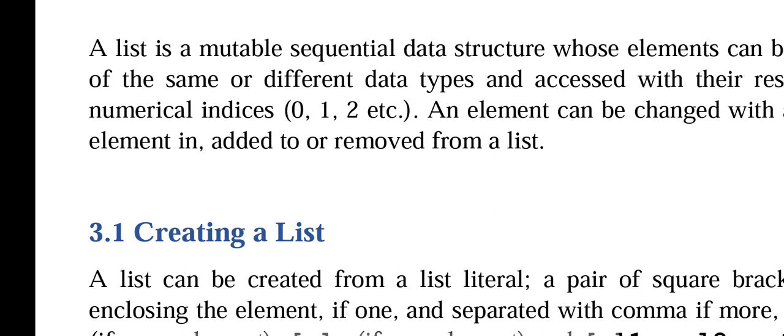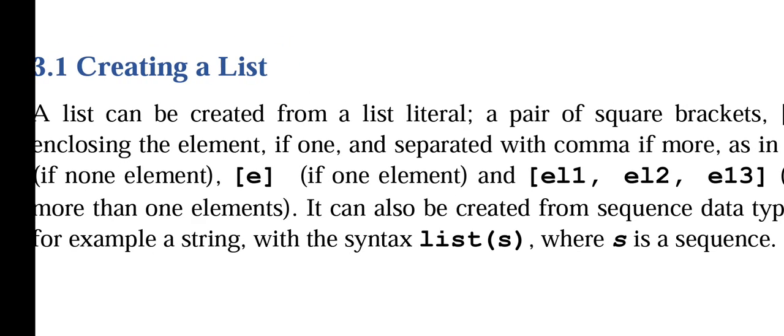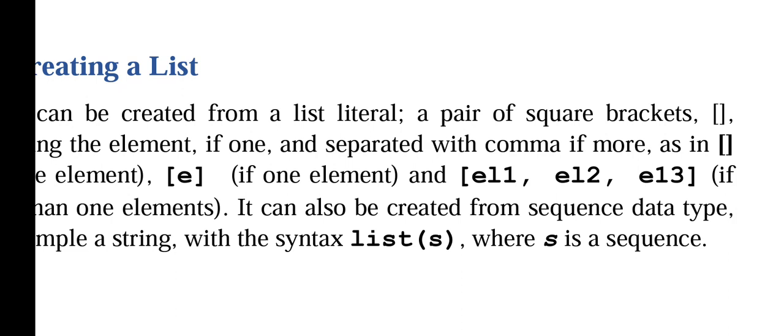So let's look at how a list can be created. A list can be created from a list literal. What is a list literal? A list literal is a pair of square brackets, and this pair of square brackets can contain nothing, in the case of an empty list, or one element or more than one element. In the case of many elements, the elements should be separated using commas.